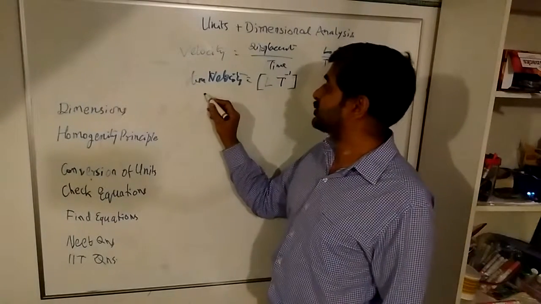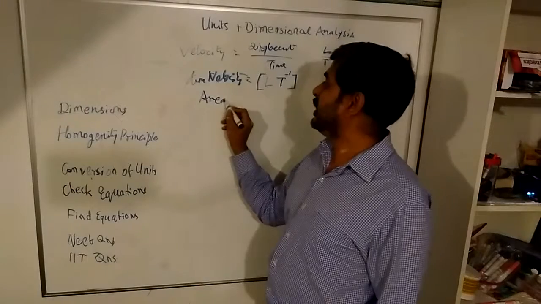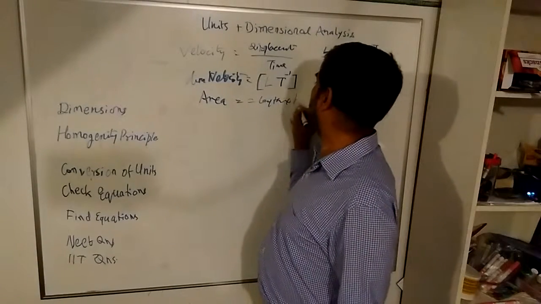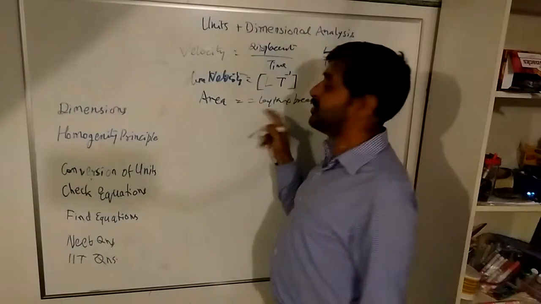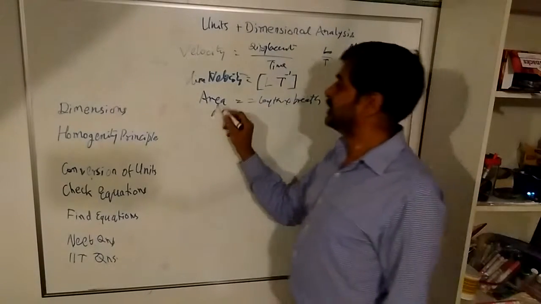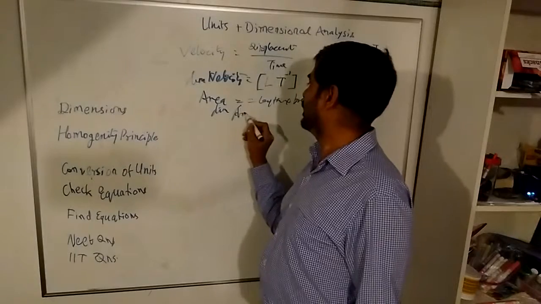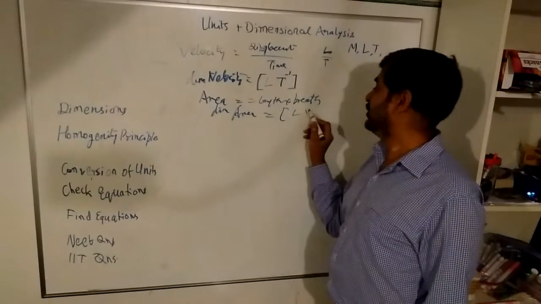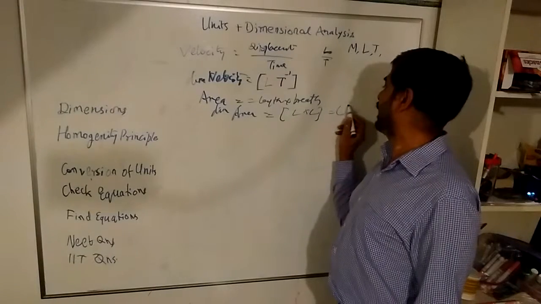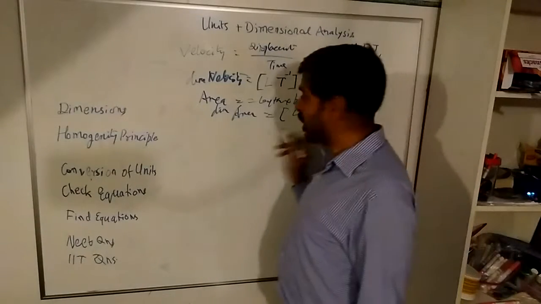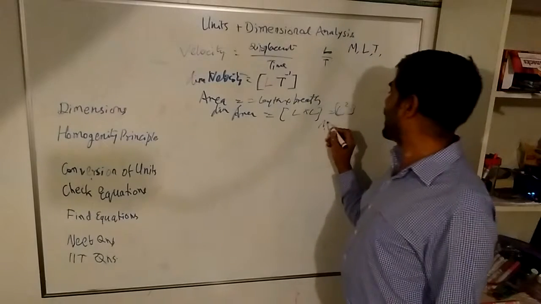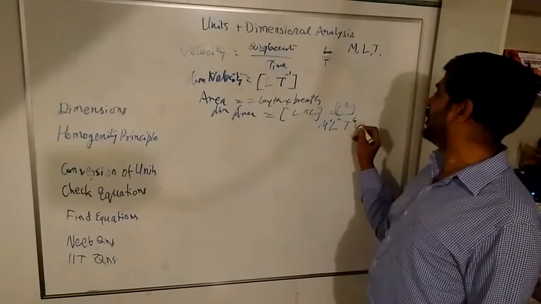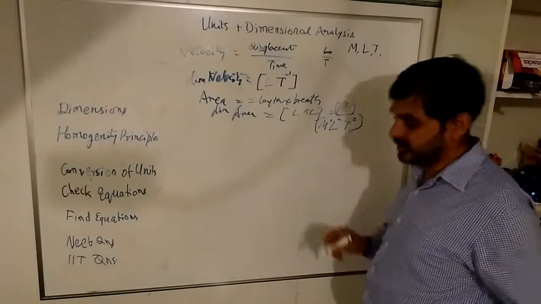For example, let's move on to area. Area is equal to, let's say, length into breadth. Both of them are distances, so we write that the dimension of area is, in brackets, dimension of length multiplied by dimension of length, or L squared. Now, we will not show the M^0 and T^0. We sometimes can write [M^0 L^2 T^0], but if we don't write it, it's implicit.